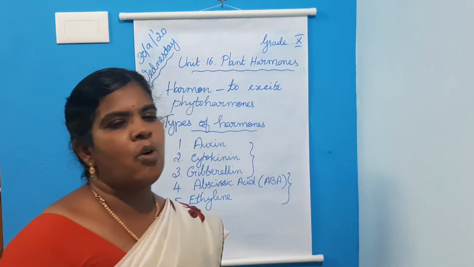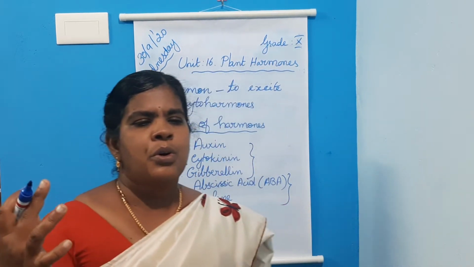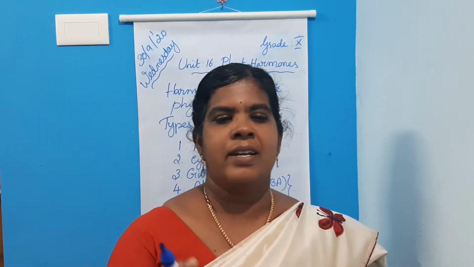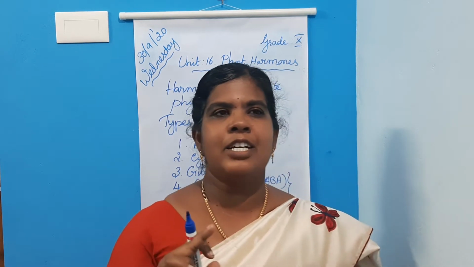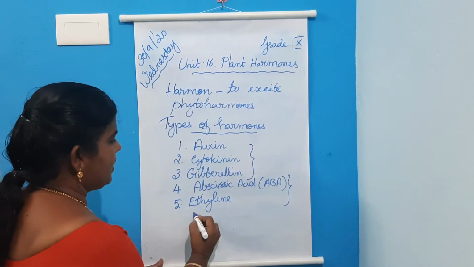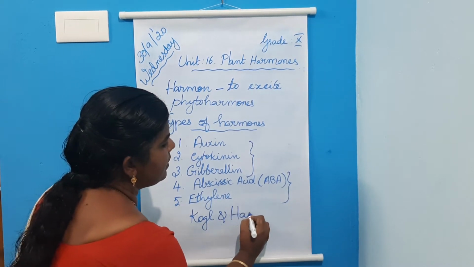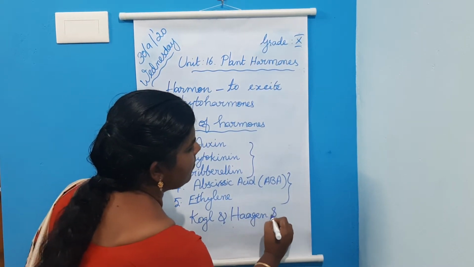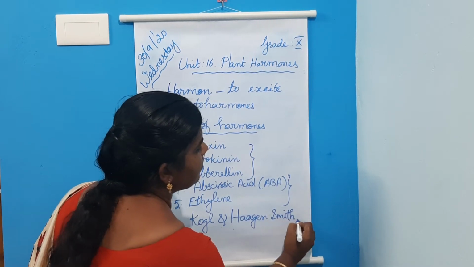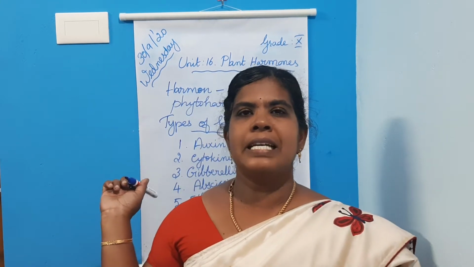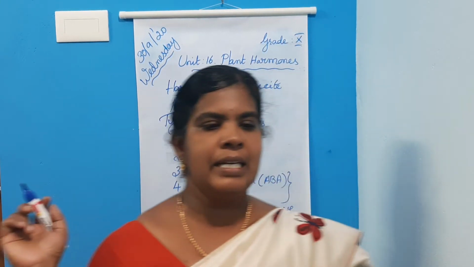First one is about auxin. The term auxin means to grow. This is the first plant hormone discovered. Which is the first plant hormone discovered? Auxin. The term auxin was introduced by Kogl and Haagen-Smit. Who introduced the term auxin? Kogl and Haagen-Smit.